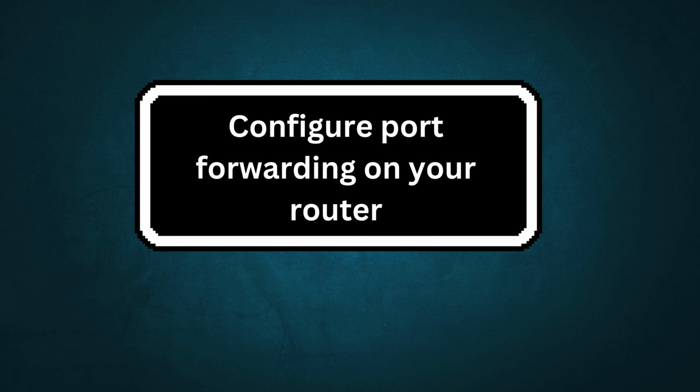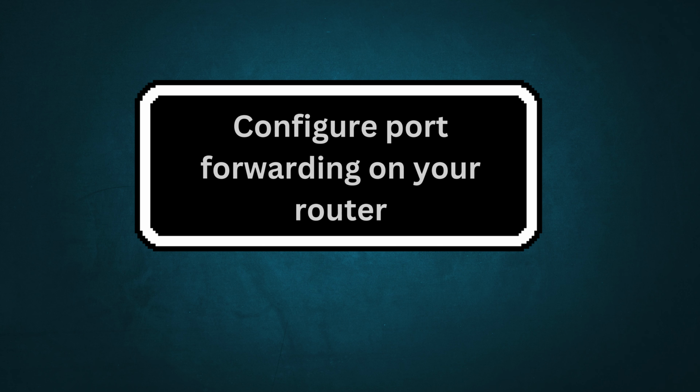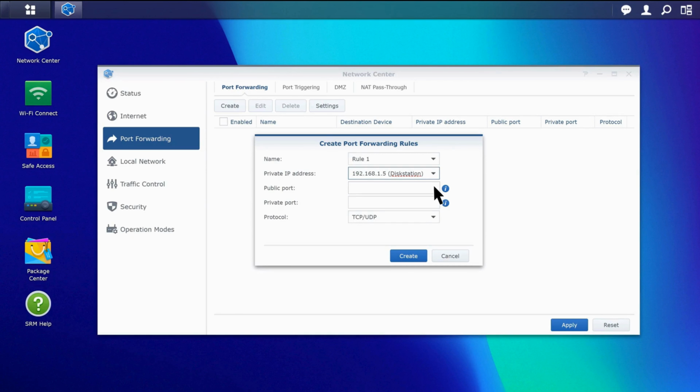Configure port forwarding on your router. Log into your router's settings and forward ports 5000, HTTP, and 5001, HTTPS, to your NAS's internal IP to enable remote access.